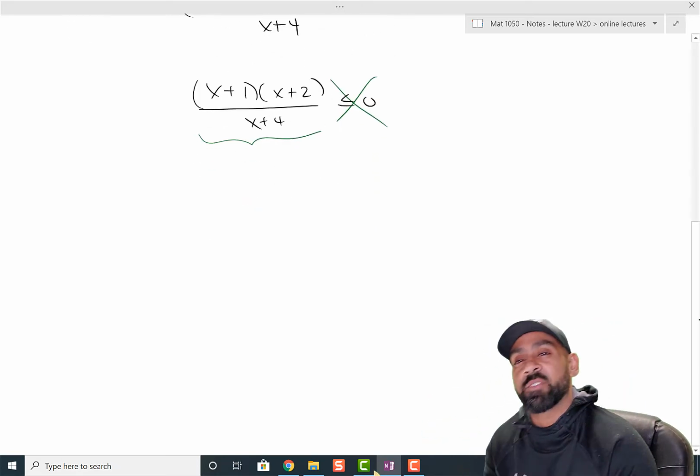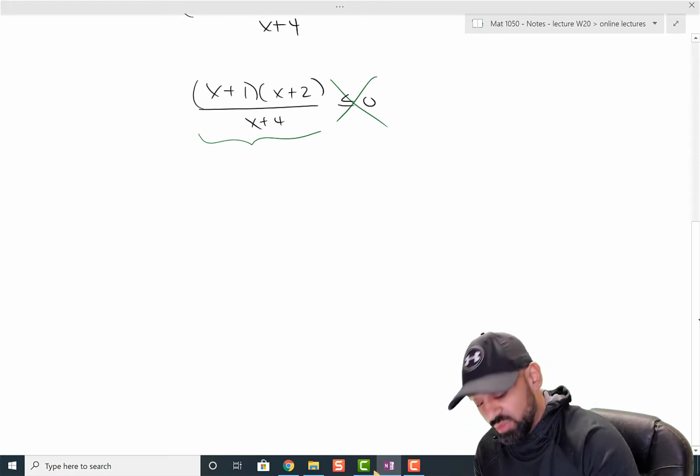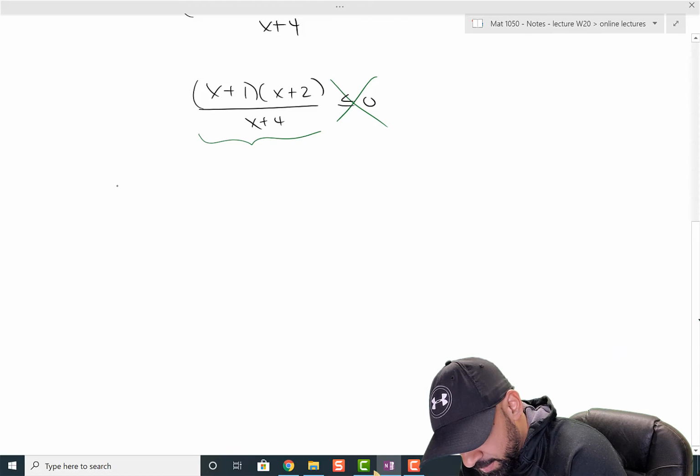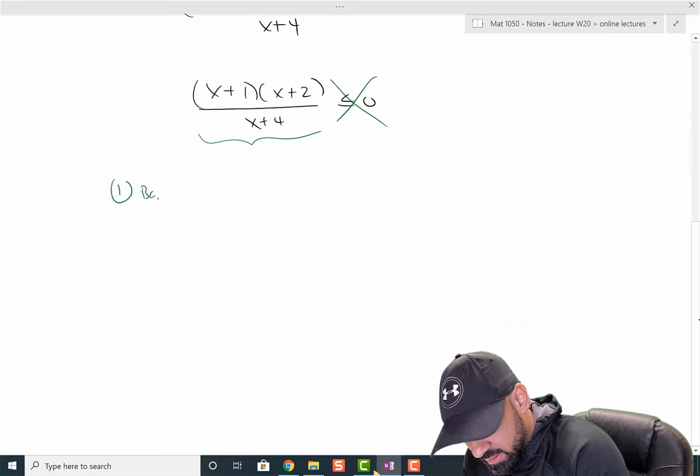So once you get it factored and it's all cute, if it's factorable, bottom line is you're going to look for two things. You're going to look for, number one, when is this thing going to be undefined? And you'll hear a lot of people call them bad numbers.